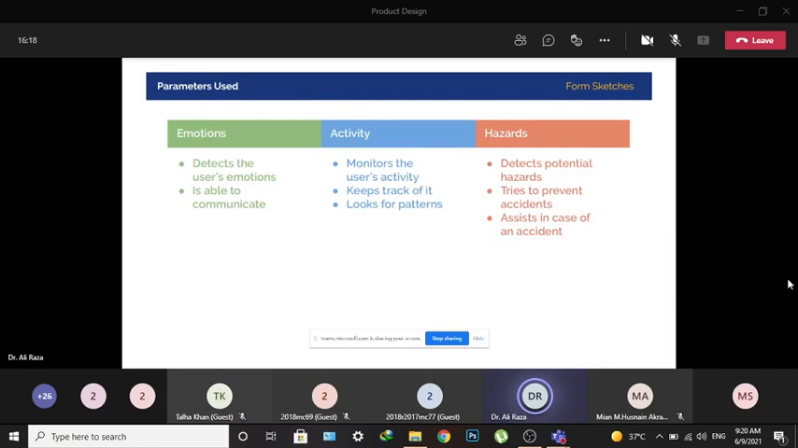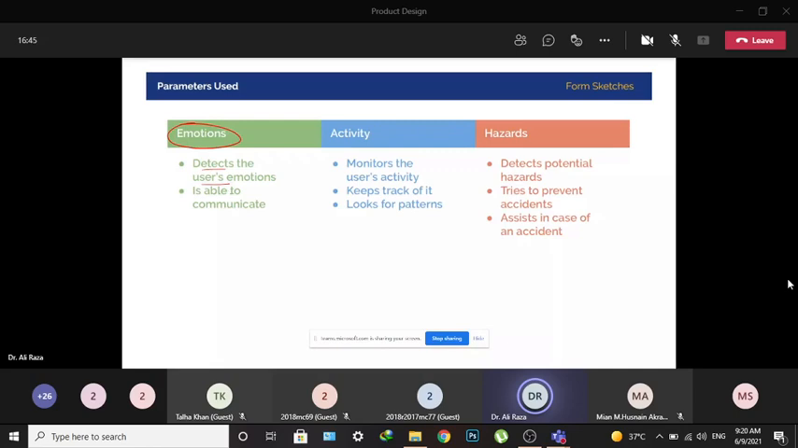related to emotions, where the robot is required to detect the user's emotion, and it is also able to communicate in terms of having a responsive and empathetic response to the user. It is going to be able to communicate. On top of that, the voice interaction was discussed as well. So this corresponds to the class of emotions.